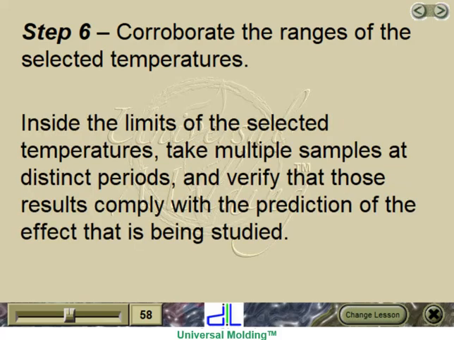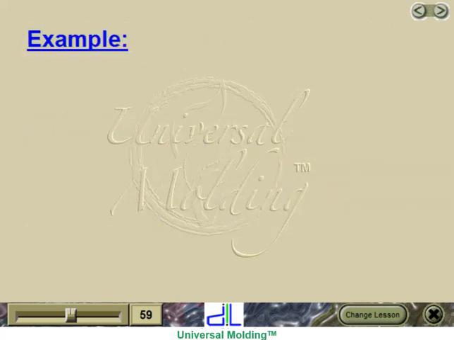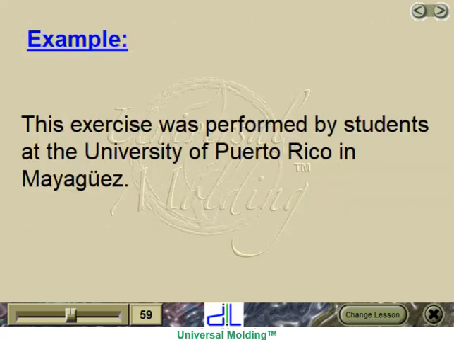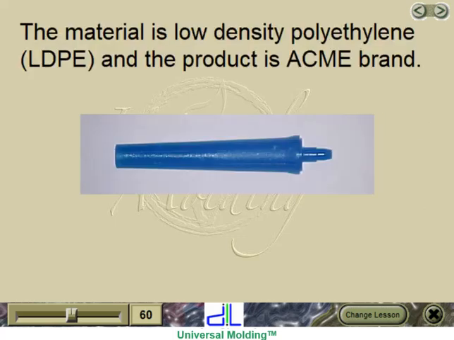Inside the limits of the selected temperatures, take multiple samples at distinct periods and verify that those results comply with the prediction of the effect that is being studied. Example. This exercise was performed by students at the University of Puerto Rico in Mayagüez. The material is low-density polyethylene, and the product is Acme brand.